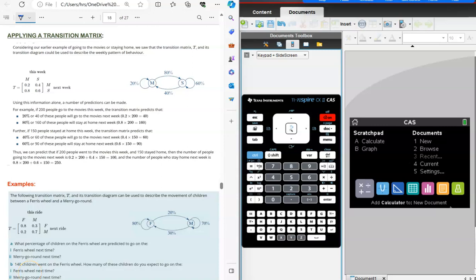All right, so today we're moving on with our transition matrices. Yesterday we looked at setting them up, and we're going to use them now. Transitions are used to predict maybe what is happening in the future. Considering our early example of going to the movies or staying home, we saw that we had a transition matrix and its transition diagram.